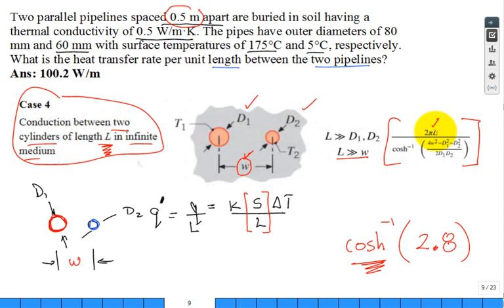Well, first of all, there's that length, so you can see that S divided by L is going to cancel that L right there. So you just have 2 pi over this arc cosh of blah, blah, blah, and then you plug it in, and you will calculate 100.2 watts per meter, putting in your temperature difference and the thermal conductivity. Plug and chug. Students love shape factors, right?